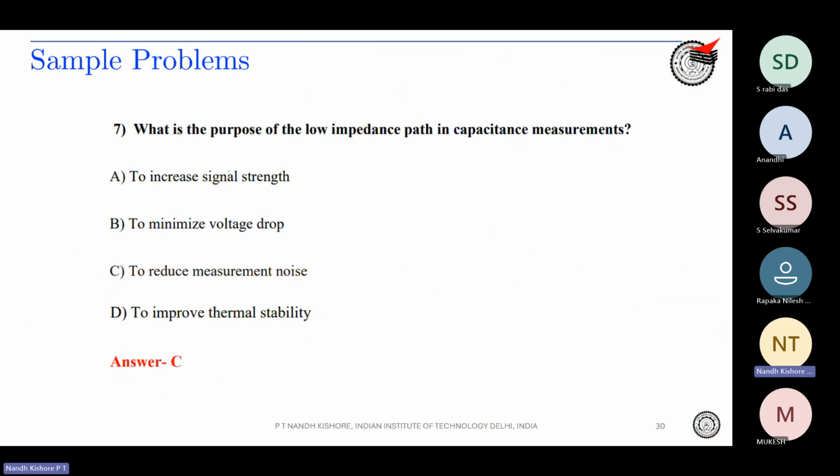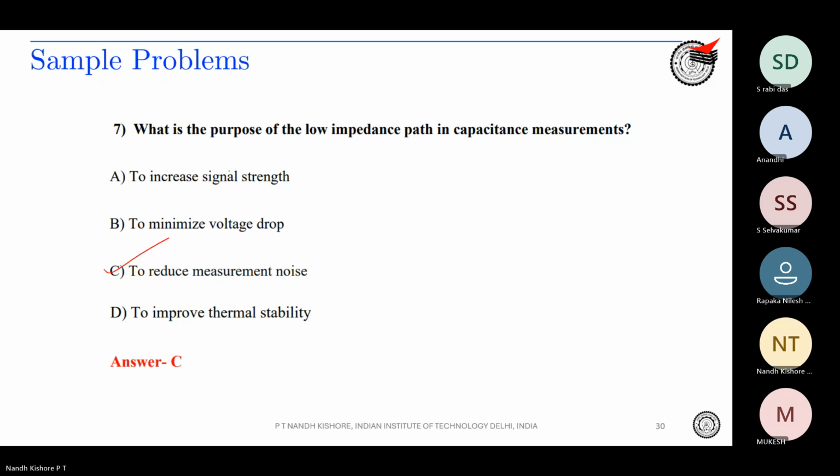Okay, so we'll just move on to the next question. What is the purpose of a low impedance path in capacitance measurement? To increase signal strength, to minimize voltage loop, to reduce measurement noise, to improve thermal stability. The answer is to reduce the measurement noise, because if you have longer and longer cables, longer and longer wires, it is more susceptible to external noises and interference.